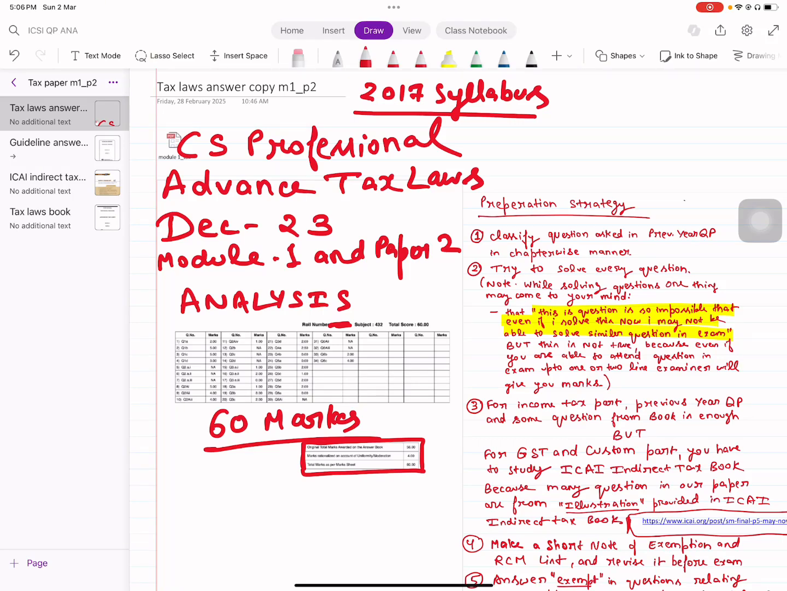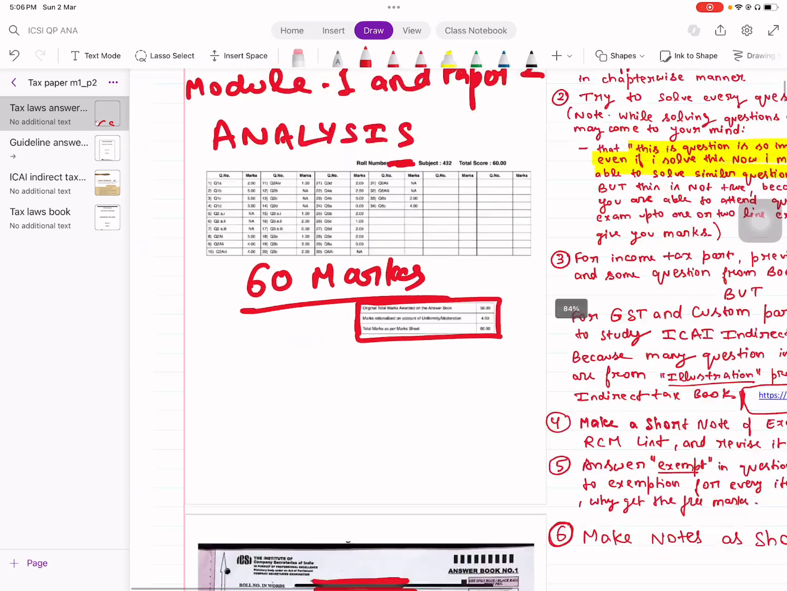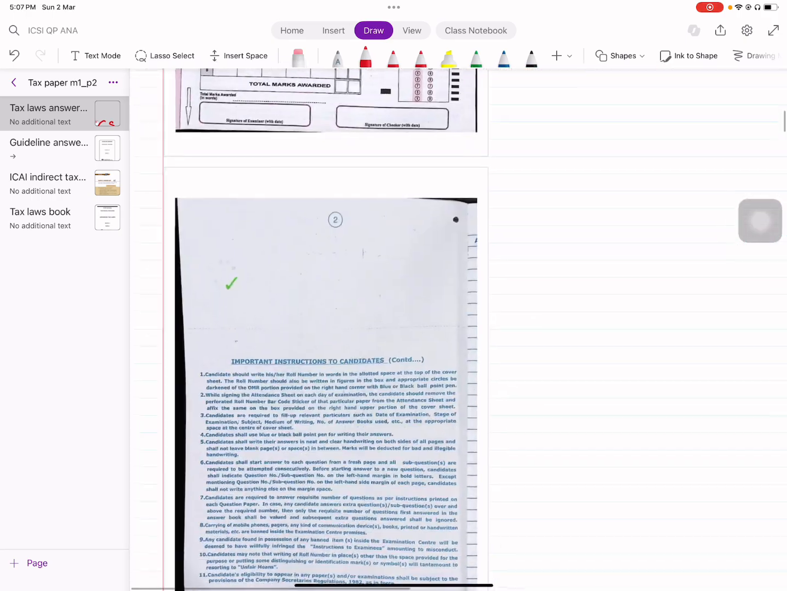Okay, so today we will do the analysis of an Advanced Tax Law answer copy of a December 23 attempt. In this paper I have got 60 marks out of 100, in which 4 marks were for rationalization. Now let's check question number 1.